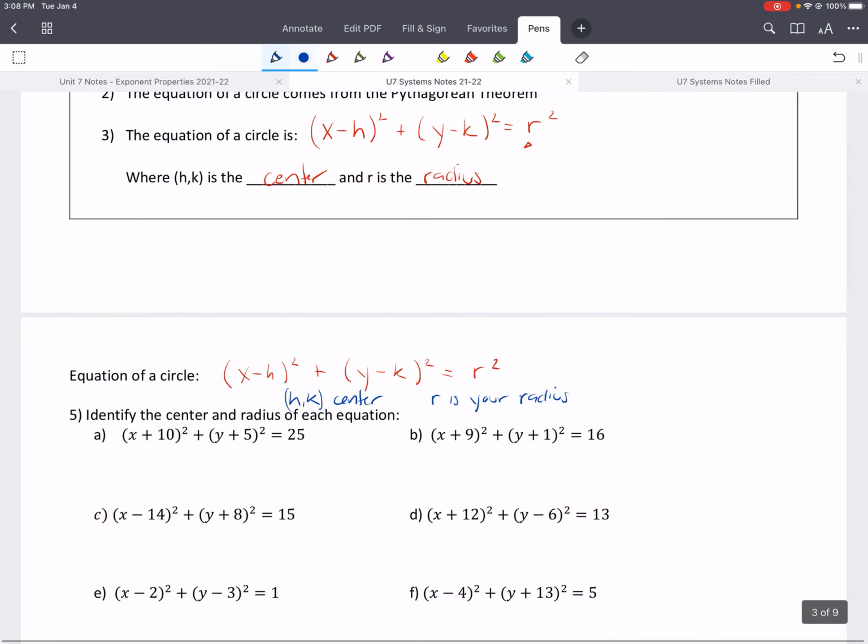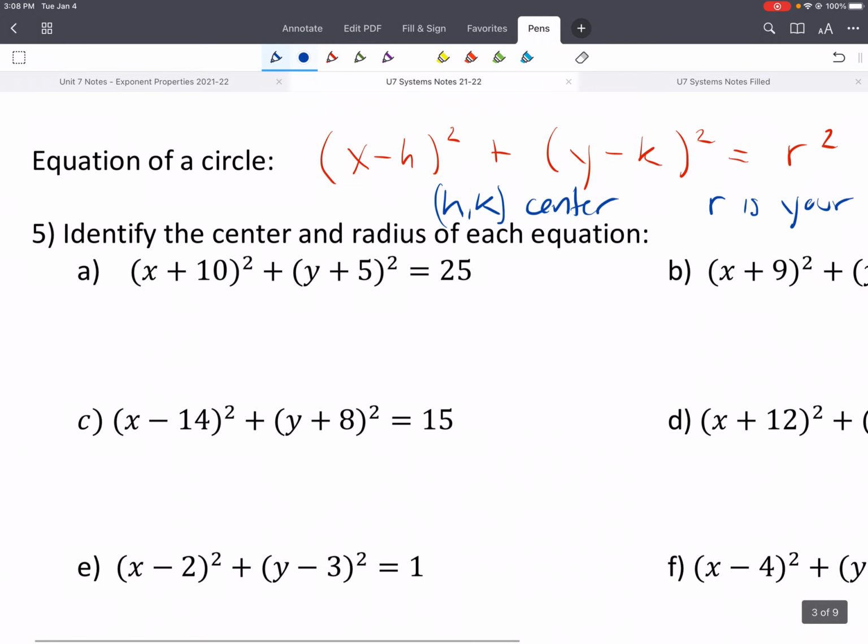So here we want to find the center. I'm just going to call it c for now. The center is, here, going to be negative 10 comma negative 5. The opposite of what you'd think, because this would be like x minus negative 10, if that makes sense. x minus negative 10.